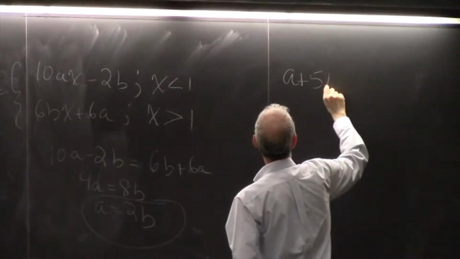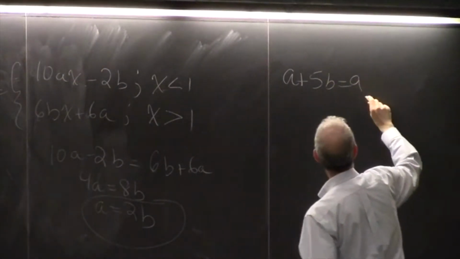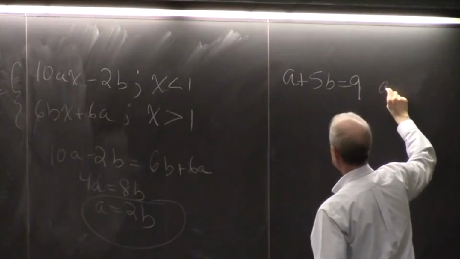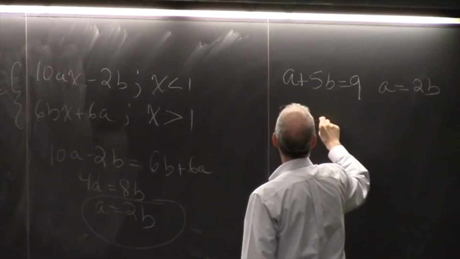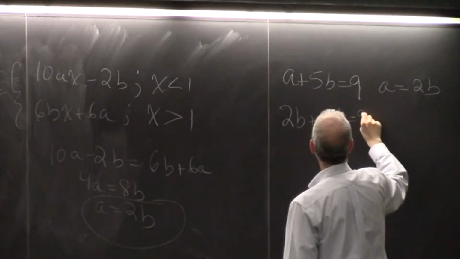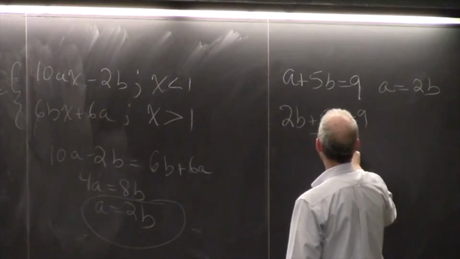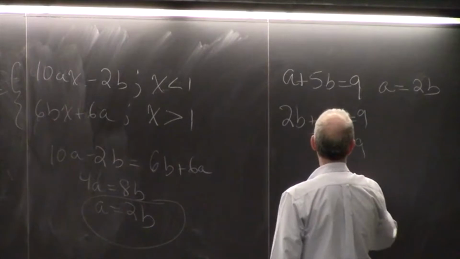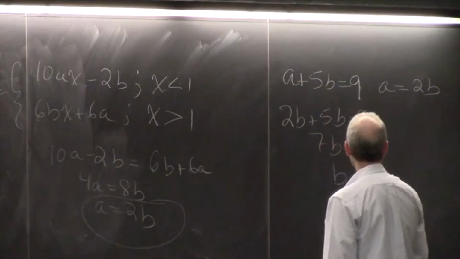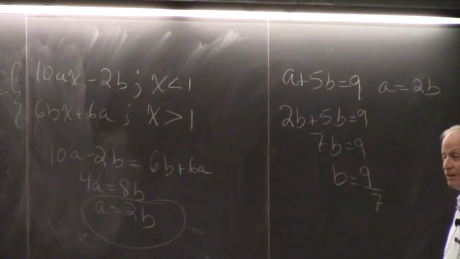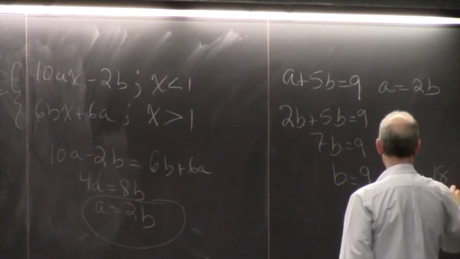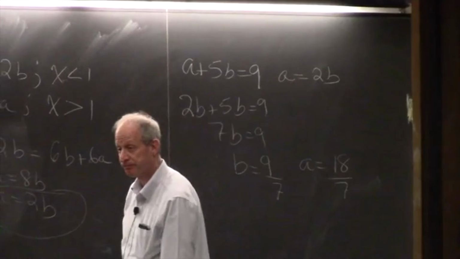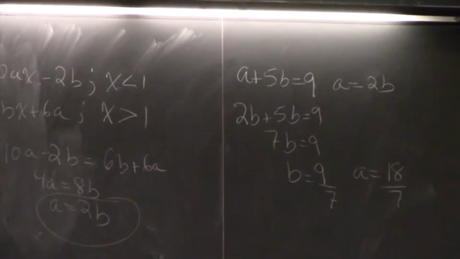A plus 5b equals 9, and a equals 2b. So 2b plus 5b equals 9. 7b is 9, or b is 9 sevenths. And once you have b is 9 sevenths, a is 18 sevenths. Okay?